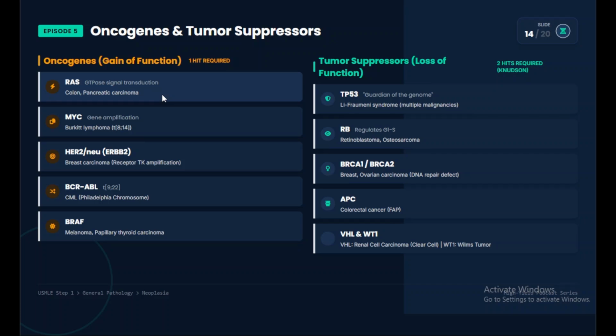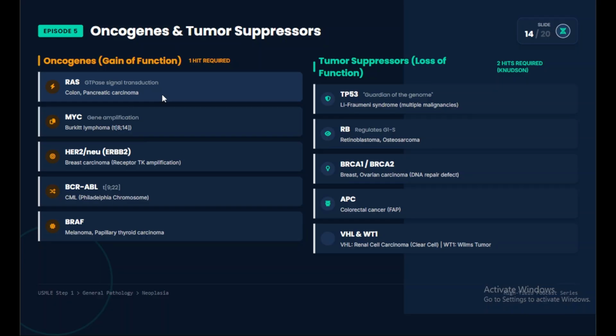So these are overactive gas pedals, and the cells keep dividing non-stop. Now the tumor suppressor genes are the brakes of cancer, and two hits are required: both alleles must be inactivated. Think of tumor suppressors as the brakes. If they fail, the car crashes into uncontrolled growth. Two hits required simply means that both alleles need to be mutated or inactivated in order to cause cancer.